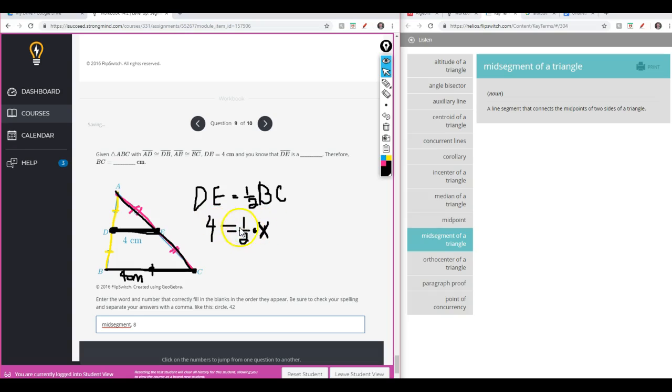You can do it. Finish this out algebraically if you want to. However, I just pause right here and think, okay, 1/2 of a number is going to be 4. Well, then that number has to be 8. That's how I talk myself through it.